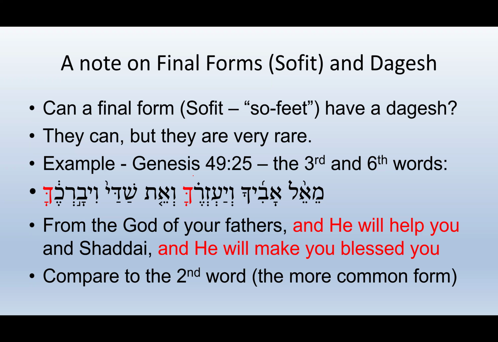Notice the difference between these two and this one right here at the end of the second word. This is the way you see it most of the time. 99.999% of the time it's going to look like that. Or it's possible that you wouldn't have the vowel points in here. We haven't talked about that yet. Sometimes what you'll have is a shva in here, but you don't normally have a dagesh. So anyway, that's an example.